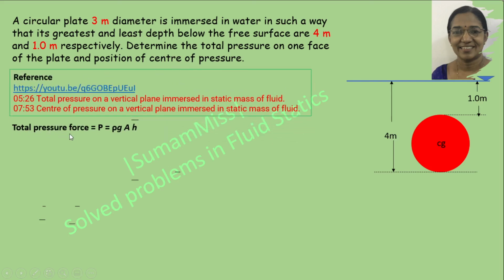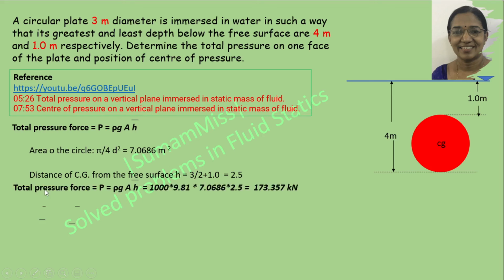So details of total pressure and center pressure is given in this video. The expression for total pressure equal to rho g into A into h bar. So it is a circular plate. So area of the plate equal to pi by 4 d square, and h bar equal to distance to center of gravity with respect to the free surface. So that is equal to 1 plus diameter by 2, that is equal to 2.5 meter. So the total pressure force equal to P equal to rho g into area into h bar. It is equal to 173.357 kilonewton.